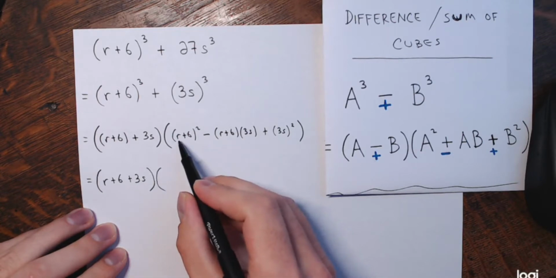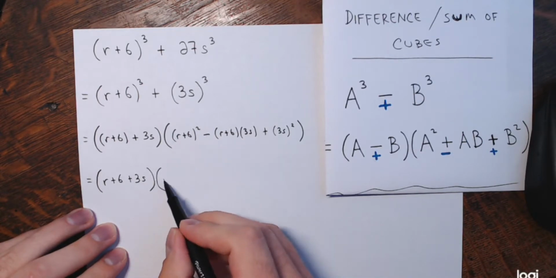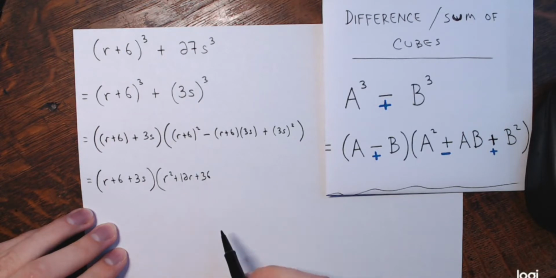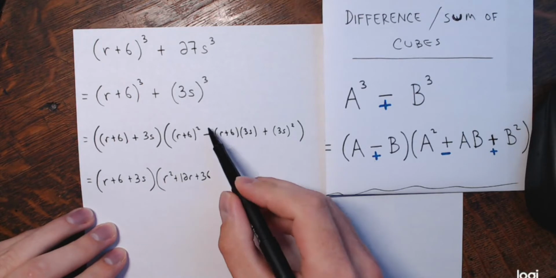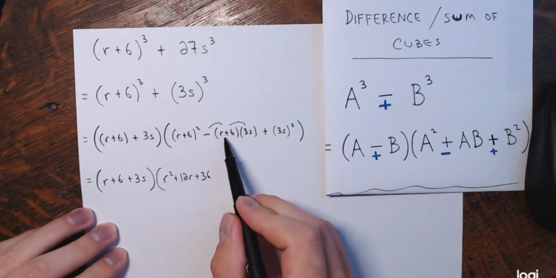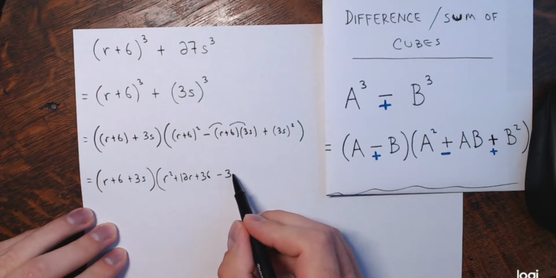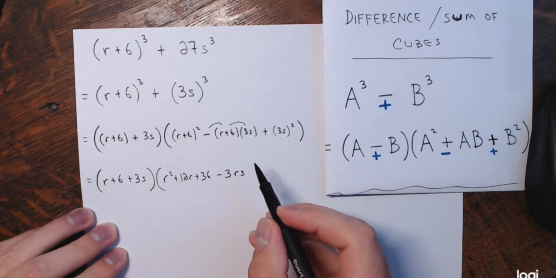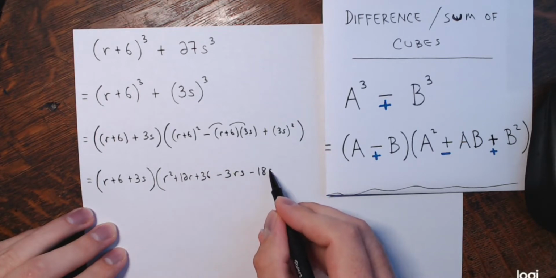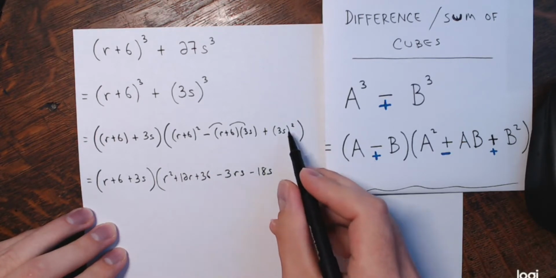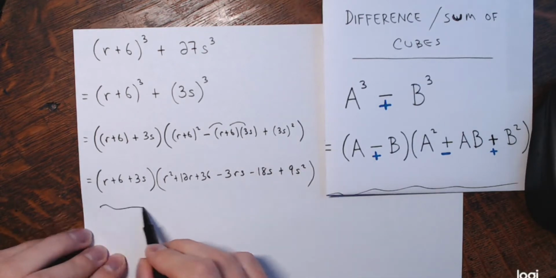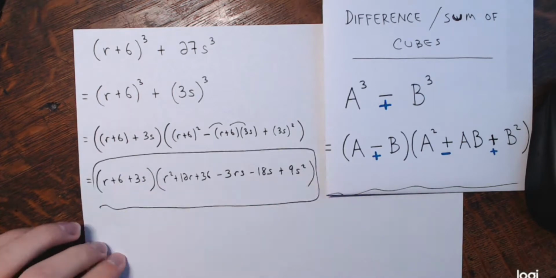Second factor, r plus 6 to the second power, that'd be r squared plus 12r plus 36. All right, take r plus 6 times r plus 6. Then the minus ab, you're distributing the negative 3s to the r plus 6, that'd be minus 3sr, or 3rs. Then negative 3s times positive 6 would be minus 18s. And then plus, 3s squared would be 9 times s squared. And this is what I'm going to enter right here, that factorization.